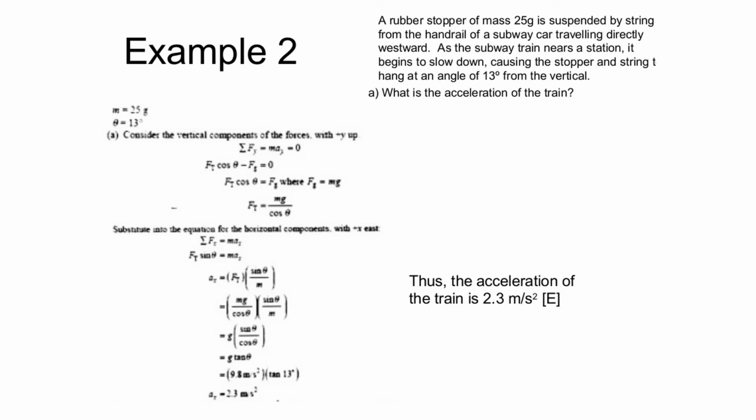That is the acceleration. Ax is equal to 2.3 meters per second squared, and we are calculating the acceleration of the train. So Ax is equal to 2.3 meters per second squared. Thus, the acceleration of the train is 2.3 meters per second squared in the east direction.